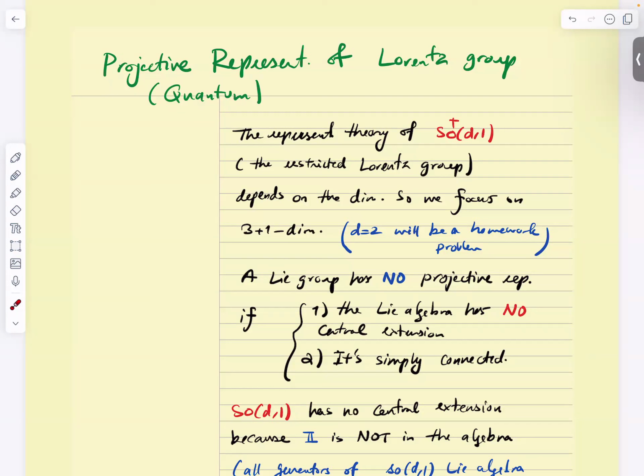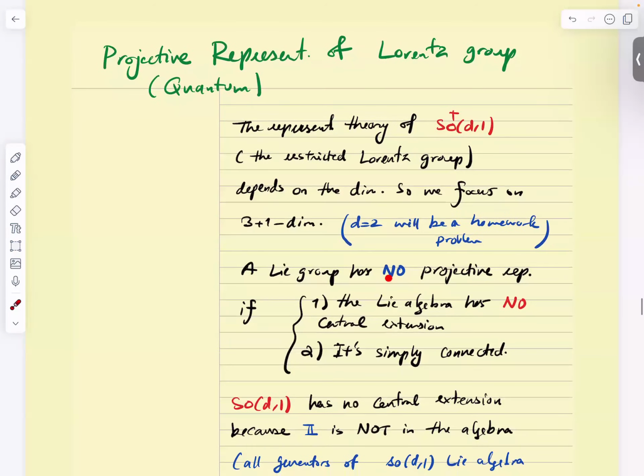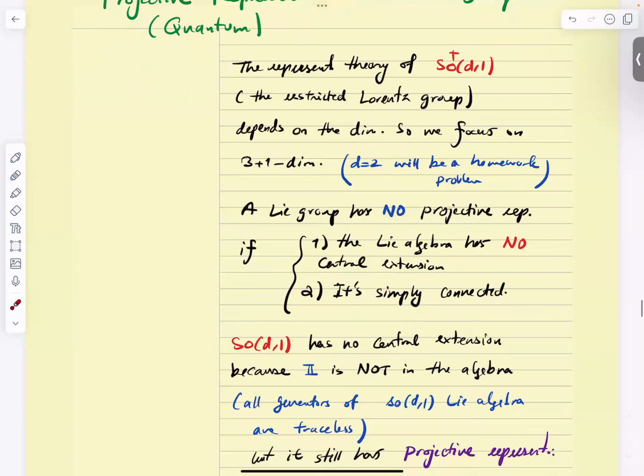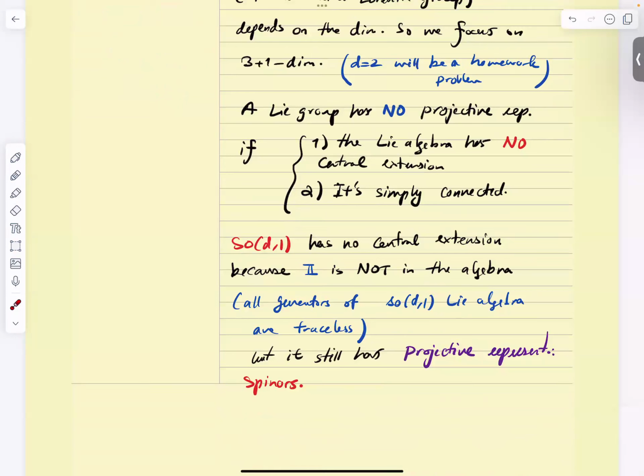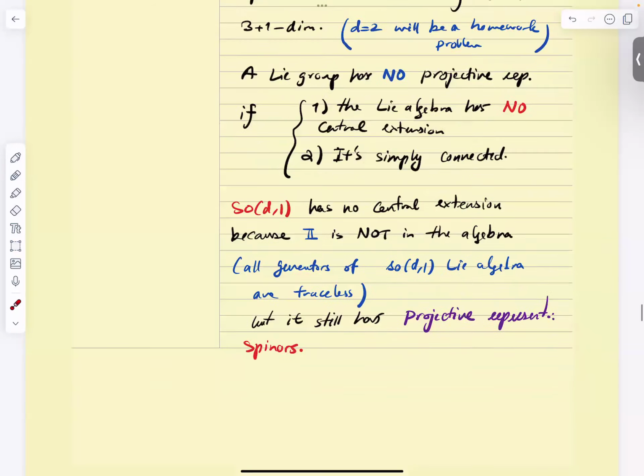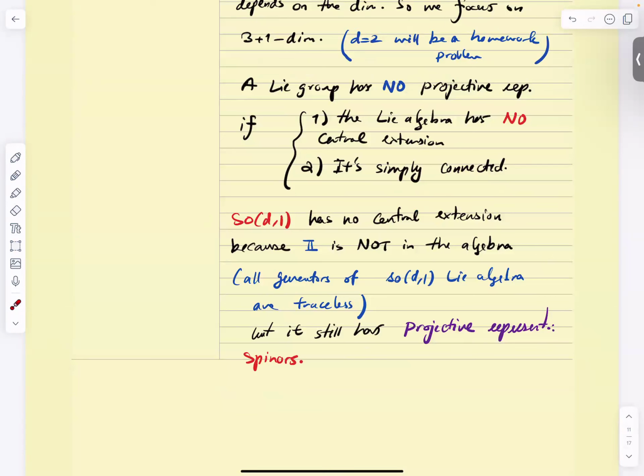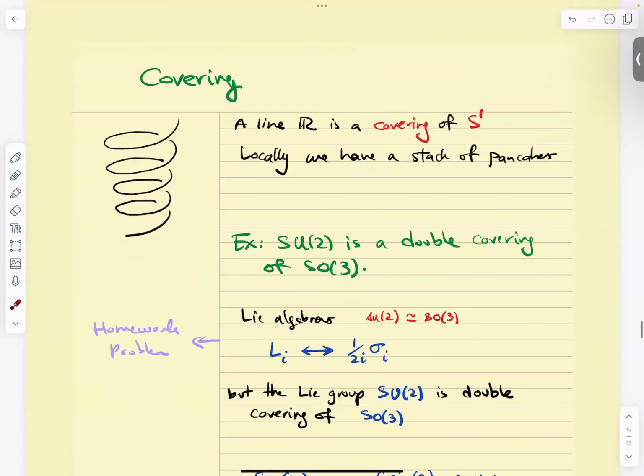All right. So we're going to be working with the restricted Lorentz group, right? The Lorentz group SO(3,1) does not admit central extension, but because it's not simply connected, it will have projective representations. The projective representations of the Lorentz group are called spinors.